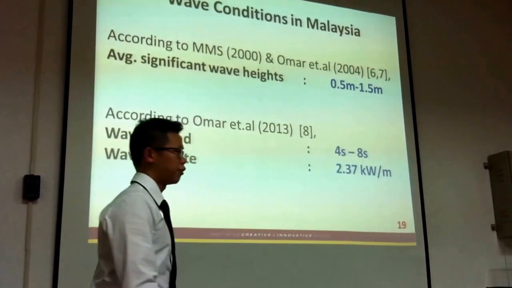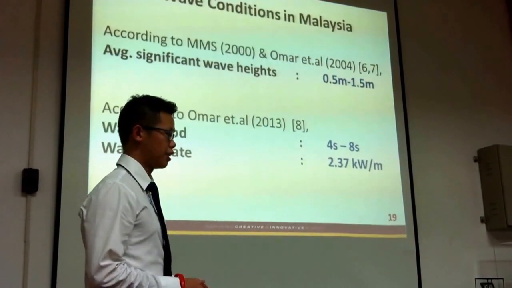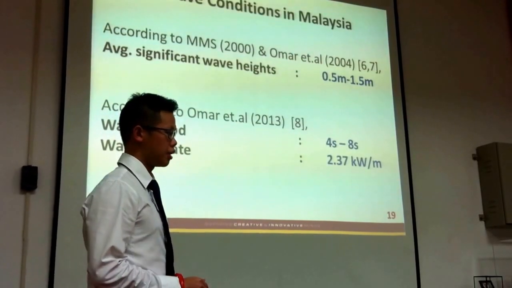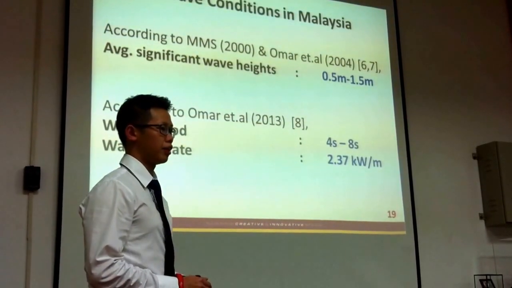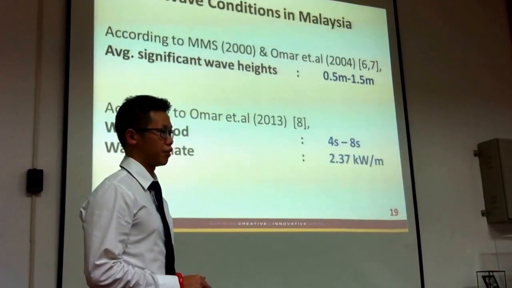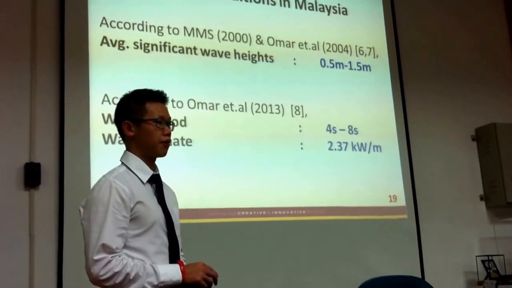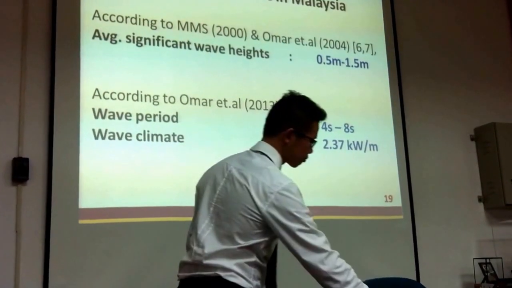We have to take note of the wave conditions in Malaysia because we are designing the device according to our local sea conditions. According to MMS and OMAR, the average significant wave height in Malaysia is 0.5 to 1.5 meters, the wave period is 4 to 8 seconds, and the wave climate is 2.37 kilowatts per meter.